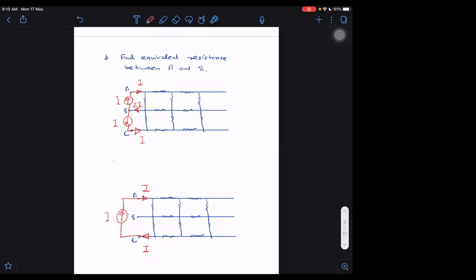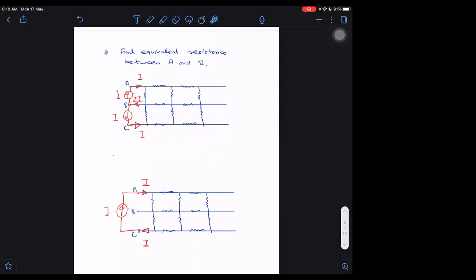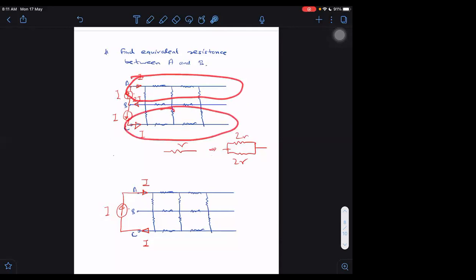Here what I can do, this current is coming from here and going this side, right? And from here also it is coming and going this side. So I can just split the middle branch, which carries R and R each, into 2R in parallel with 2R. I will tell you why I am doing that. 2R here, 2R here. Then I will assume that this upper network is separate and the lower network is separate. The upper network contains here 2R, 2R, 2R, and so on.